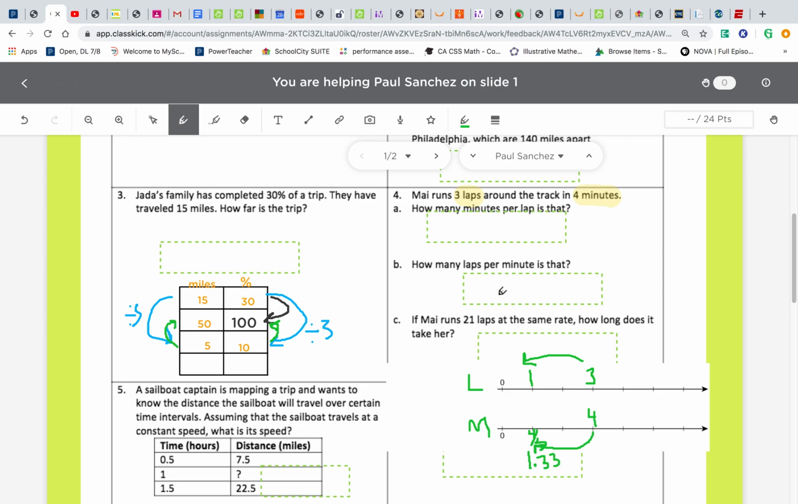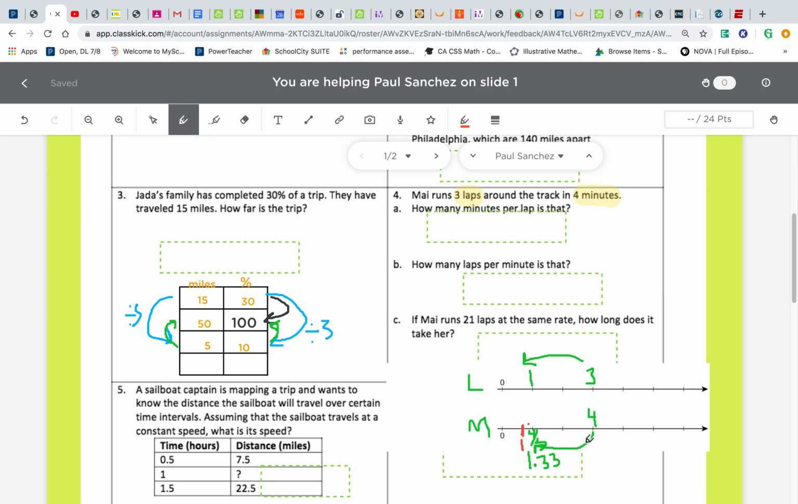Let's take a look at B. Now B is a little bit different. It says how many laps per minute? Well, per means 1, so we want to make 1 minute. So let's put in here 1 minute. Right here, I'm going to make this here 1 minute.